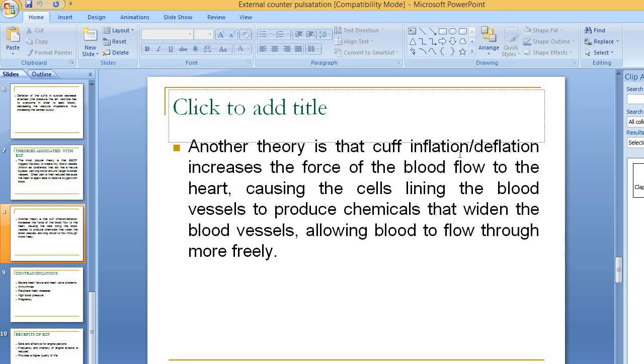Another theory is that the cuff inflation and deflation increases the force of the blood flow to the heart, and it causes the cells lining the blood vessels to produce chemicals that automatically widen the blood vessels, allowing blood to flow through more freely.